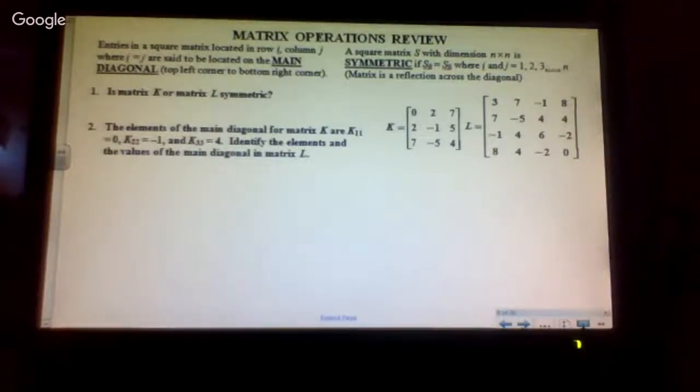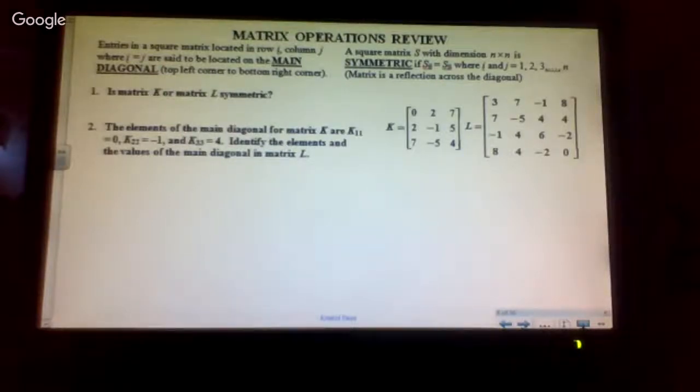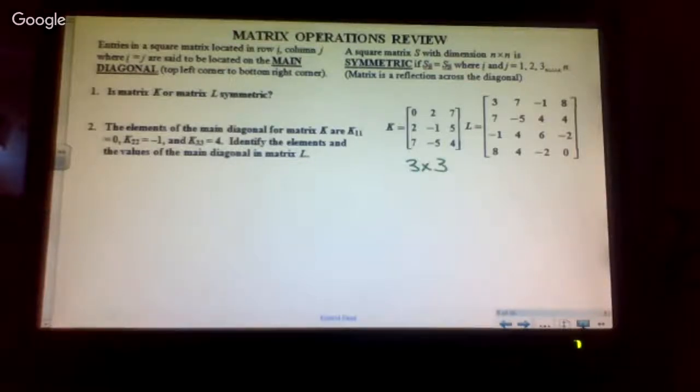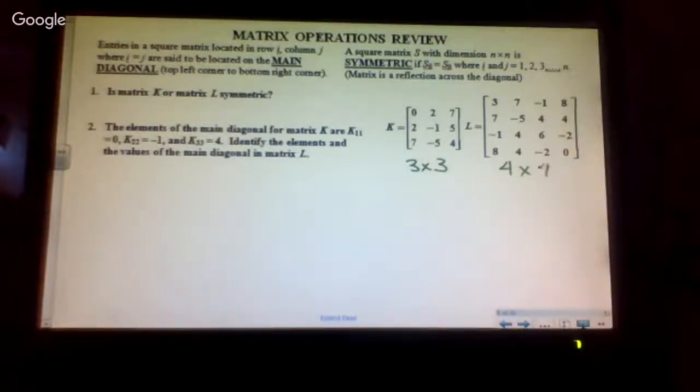So this is what we call a square matrix. Why do you think we call these square matrices? Because they have the same number of sides. Good. This is a 3x3. This is a 4x4. So when you have the same number of rows and the same number of columns, this is called a square.